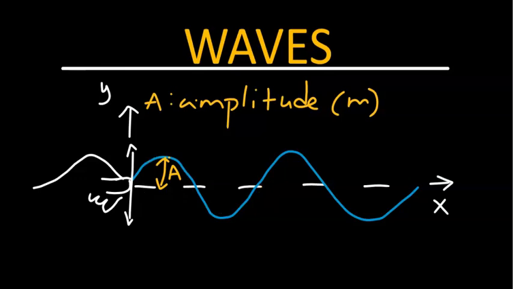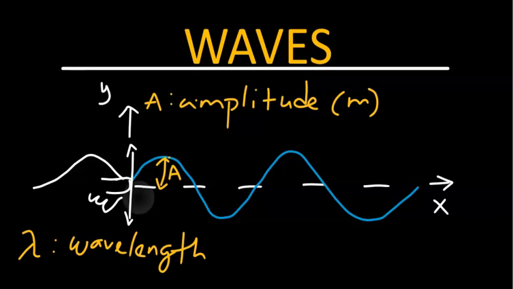The second parameter is the wavelength, which we can write with the letter lambda. It represents the distance between repetitions of the shape of the wave. So in this case, it is the distance from here all the way to there. So that distance right there is known as the wavelength.